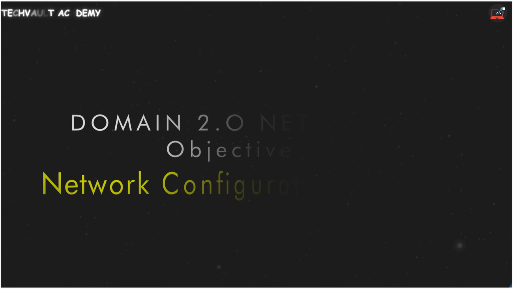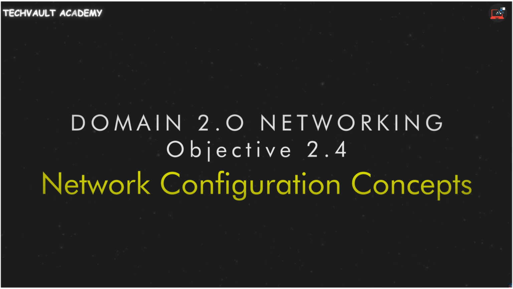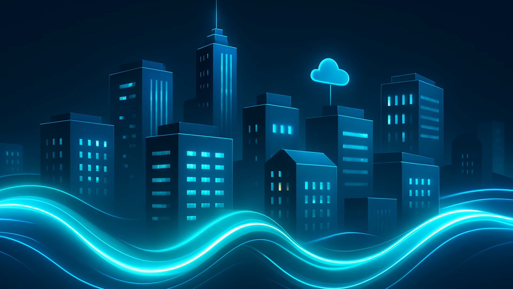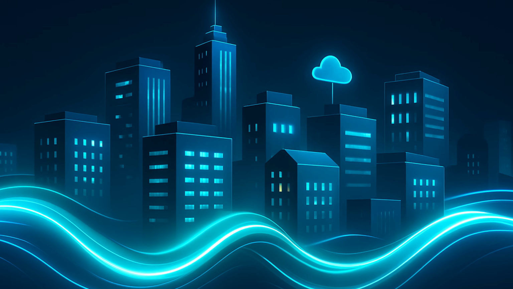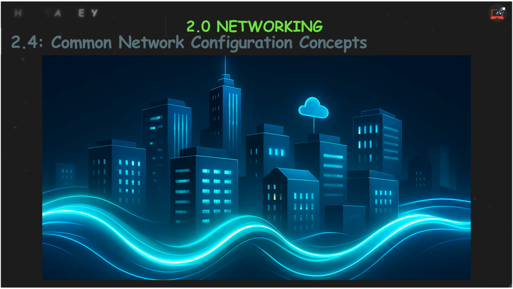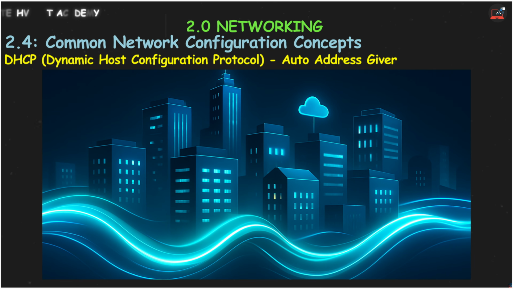We're continuing Domain 2, Networking, with Objective 2.4, where we'll explain common network configuration concepts. Think of these as the essential rules and services that keep our digital city communicating smoothly. First up, let's revisit DHCP, Dynamic Host Configuration Protocol, the city's automatic address giver.